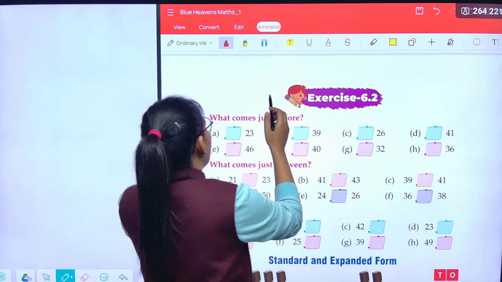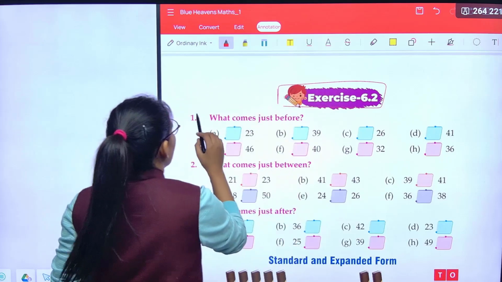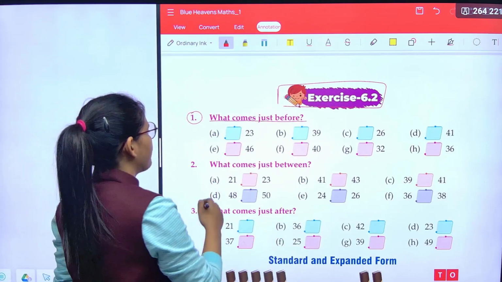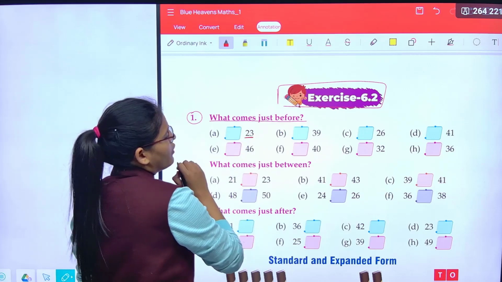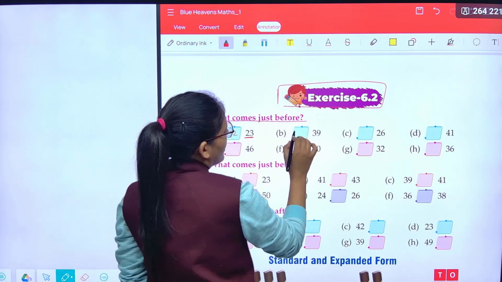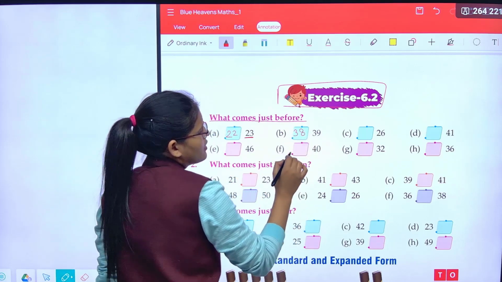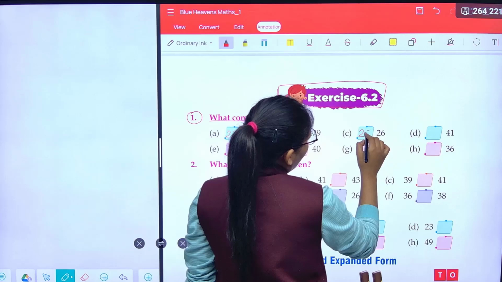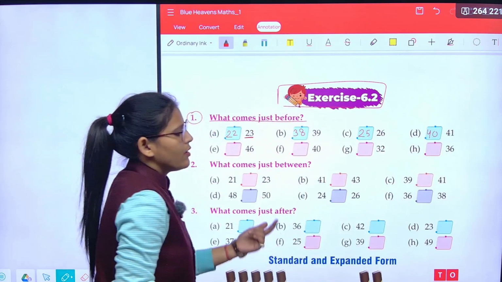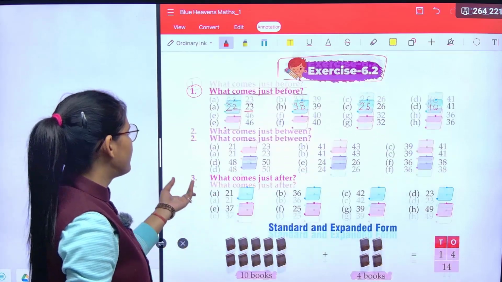Now class, come on, exercise 6.2. Question number 1, what comes just before? What comes before 23? 22. What comes before 39? It is 38. What comes before 26? It is 25. Now, before 41, 40. Rest of the parts do yourself, class.